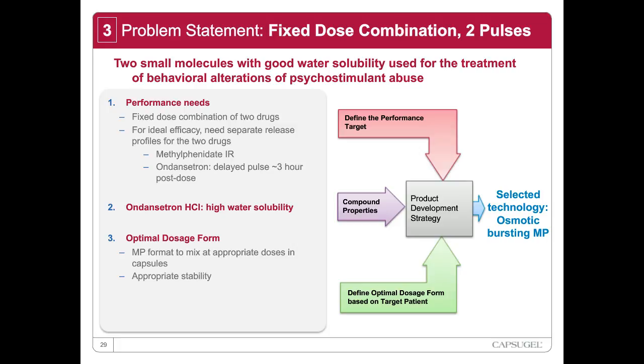As noted, the modified release drug had a high water solubility and not a large dose. The fluid bed coating to create the delayed burst was a primary option. A multiparticulate format was desired to mix at an appropriate dose into capsules, and obviously appropriate stability was desired by the project team. So multiparticulates based on osmotic bursting mechanisms were targeted here because of the time dependence that was required for this product.